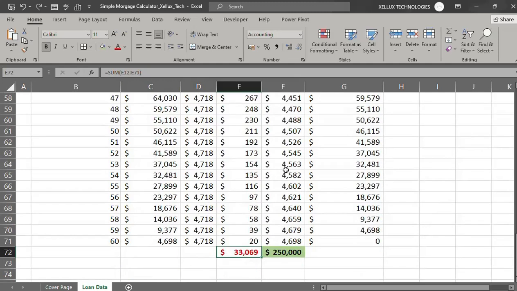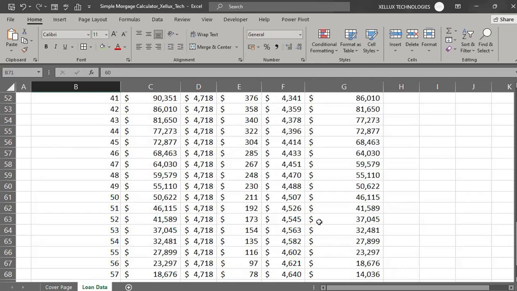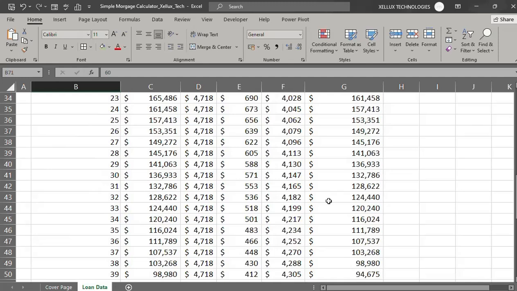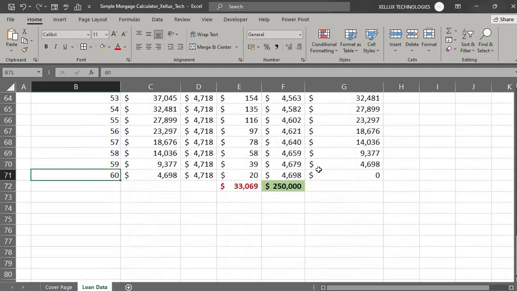It is good to understand this. You can see we have a zero balance here, row 71, and we have 60 months. This is how mortgage works. Knowing this alone will give you a high level understanding of how much you are paying as interest when you take a mortgage loan in investing in real estate, land, or housing.